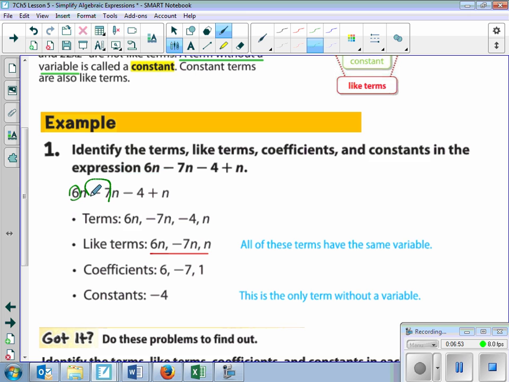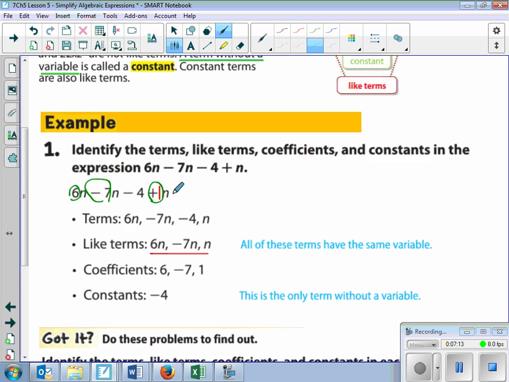I have negative 7. Very good. Don't forget that sign, that operation is also the sign of the number that follows. And then in this one, very good. There is a 1 in front of here. Does everybody see that? So that is a positive 1.